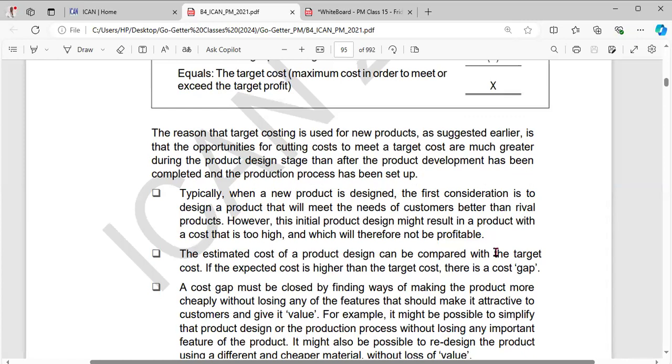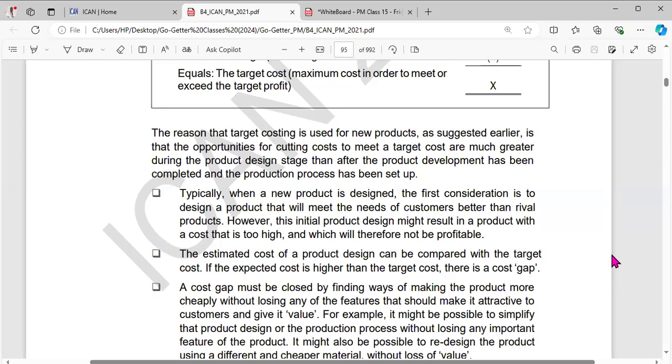Typically, when a new product is designed, the first consideration is to design a product that will meet the customer's need better than the rival products. However, this initial product design may result in a product with a cost that is too high and which will therefore not be profitable. The estimated cost of a product can be compared with the target cost. If the expected cost is higher than the target cost, then there is a cost gap.